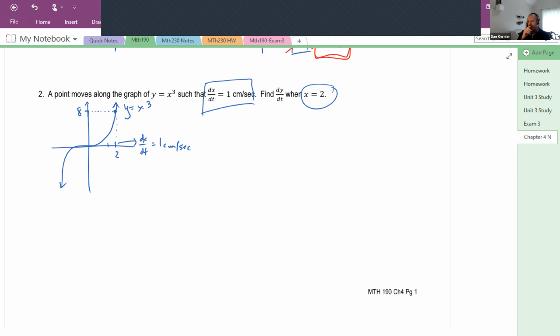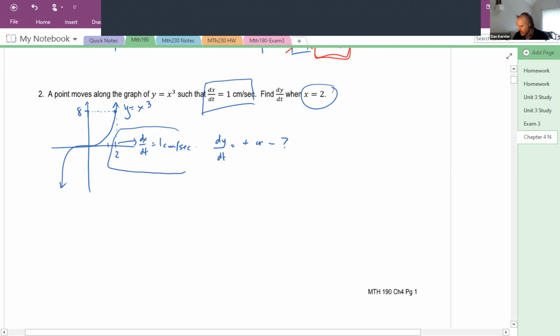Why don't you pause, don't answer, and just think for like 10 seconds. Do we think dy dt will be positive or negative? So the key here is dx dt is going to the right, x is moving to the right at 1 centimeter per second.